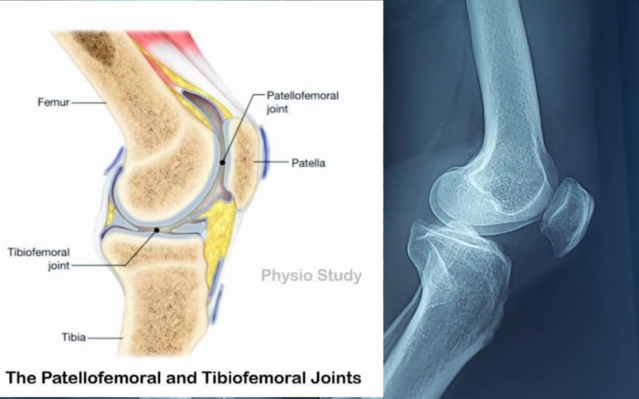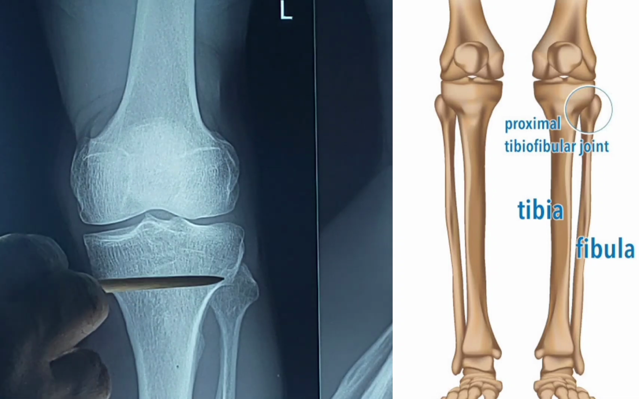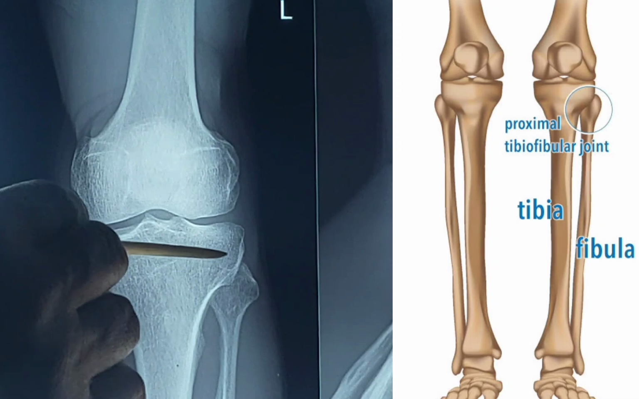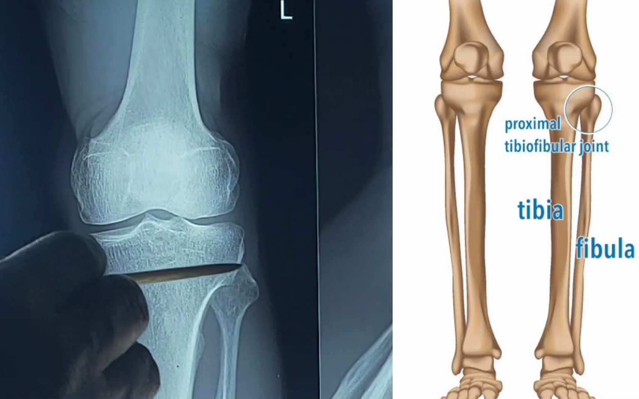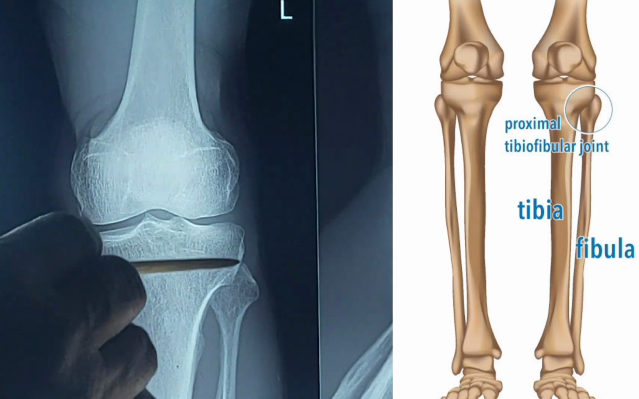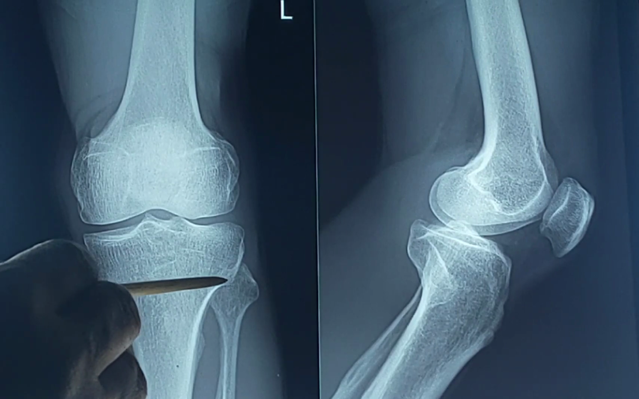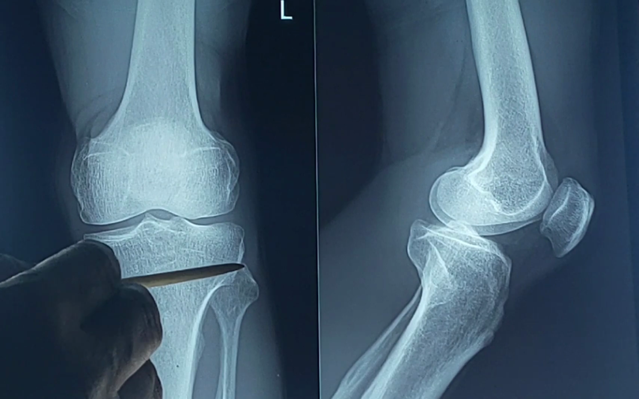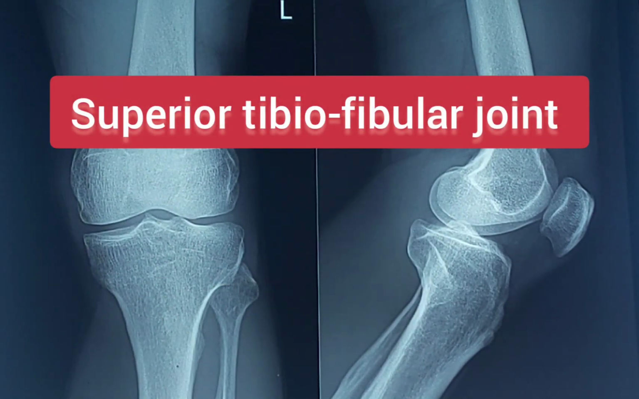Then come to the tibiofibular joint. Here there is one facet on the tibia as well as on the fibula. On the tibia, on the lateral side, rather on the posterolateral side of the lateral condyle of the tibia, there is an articular facet here, and also there is an articular surface of the head of the fibula, which forms the superior tibiofibular joint, which is a plain type of synovial joint.